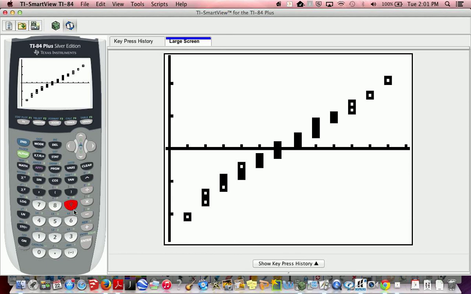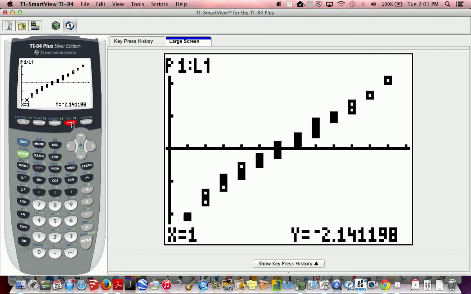Okay. So now, when I go to sketch this, I'm going to use the trace key and just get a couple key points. Usually when I'm sketching it, I use 3 points. I use the lowest point, I look at where it crosses the x-axis, and the highest point. So the lowest point is at 1, negative 2.14. So when I go to sketch this, I can start to see my window.